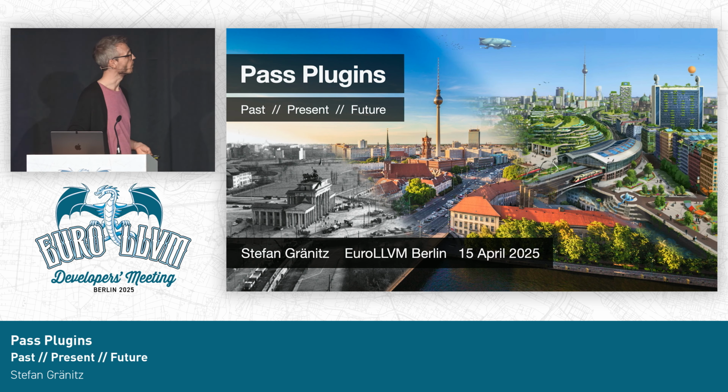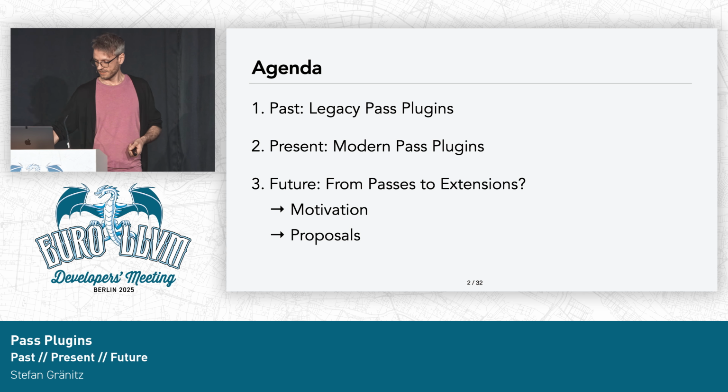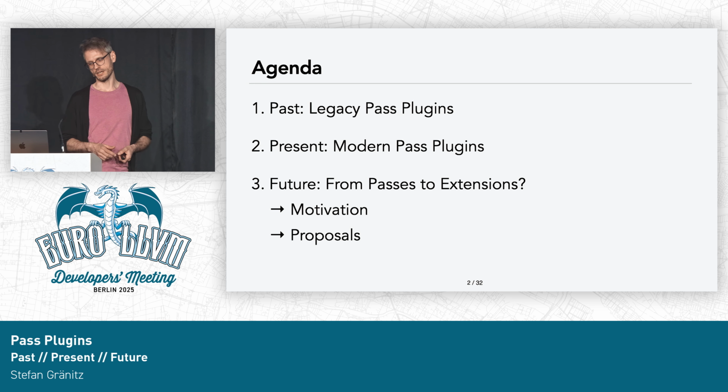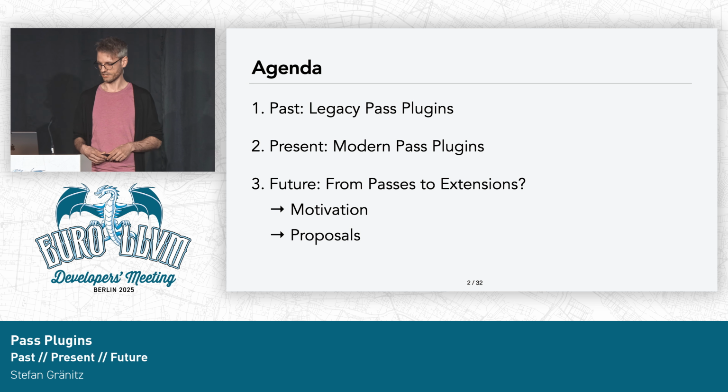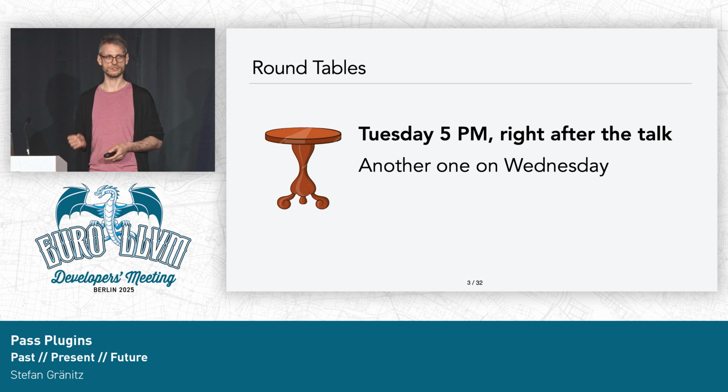And today, I want to talk about pass plugins. In particular, the past, the present, and the future. And I don't want to spend too much time on the first two aspects and rather focus on number 3, where the core question is, should we extend that concept to allow for richer out-of-tree extensions in the future? That will involve some questions, and it would be great to collect your feedback and maybe also your ideas.